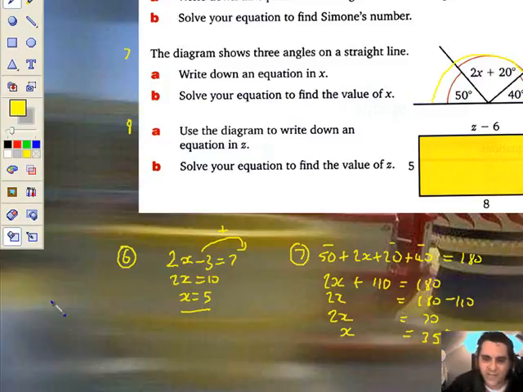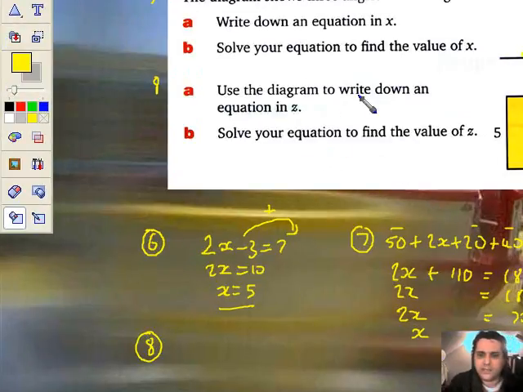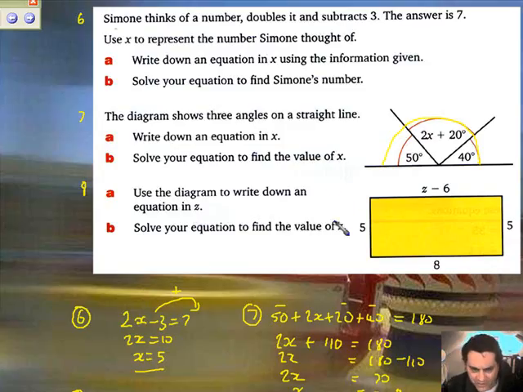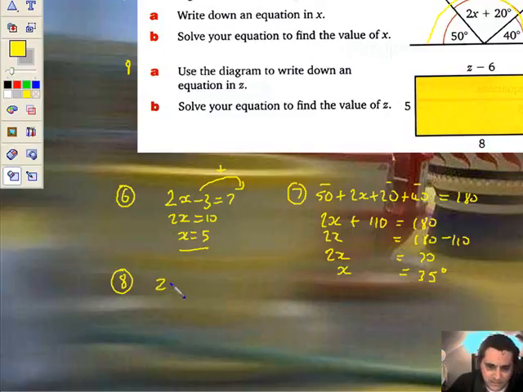Got it. Now question 8 will try and fit over here, hopefully. It says use the diagram to write down an equation in Z. Well, let's study it. I've got a rectangle because that's 5 and that's 5. It looks like a rectangle anyway. And I'm told that Z minus 6 across the top has got to be the same as 8 because it's a rectangle. So, simple equation, Z take away 6 equals 8 because opposite sides are the same in a rectangle. So Z's going to be 8 plus the 6, so Z comes to 14.